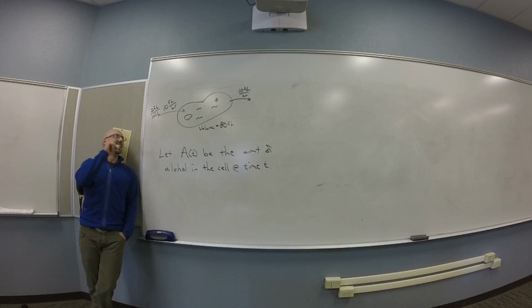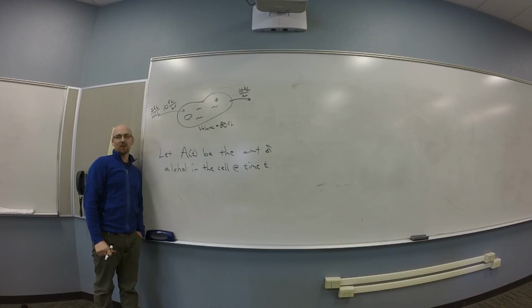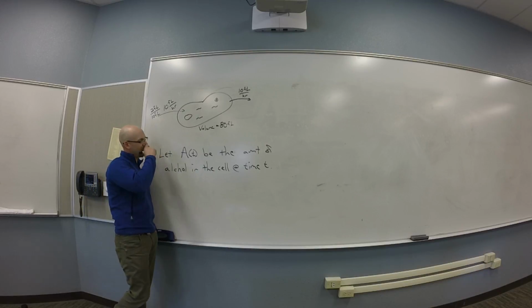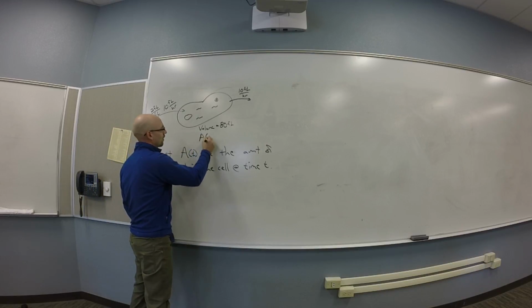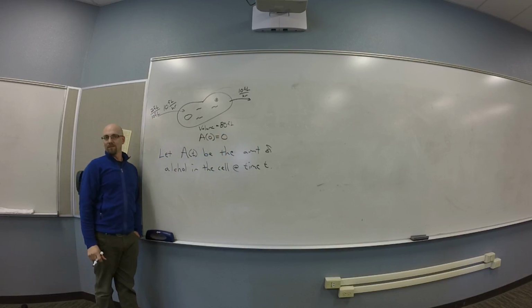Okay, anyway, next thing. So I got a volume of 80 femtoliters. What else was in there? What did it start at? 0. Yeah, it started with 0 alcohol in it, right? So what's your A at 0 then? 0. Right? Okay.